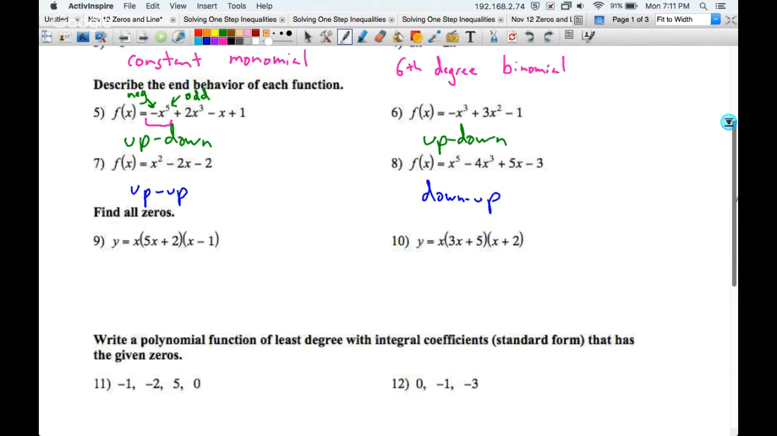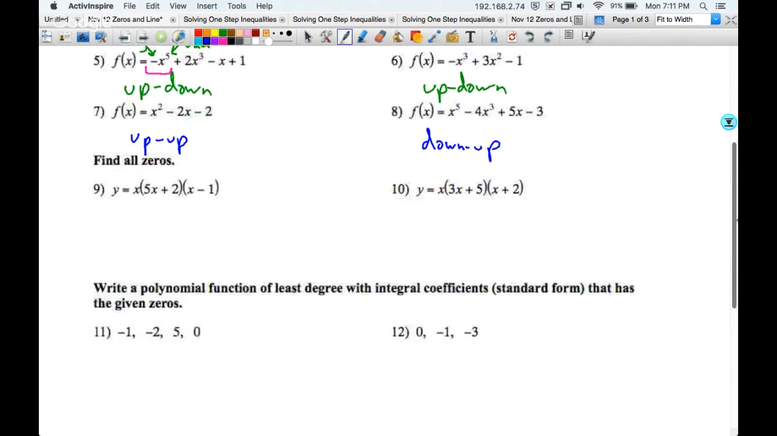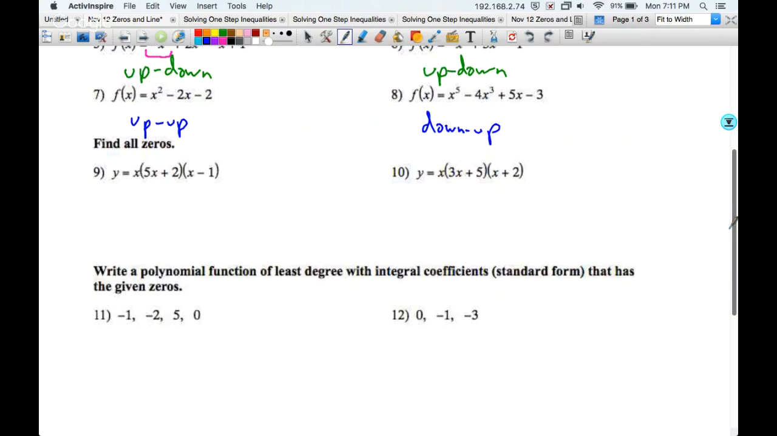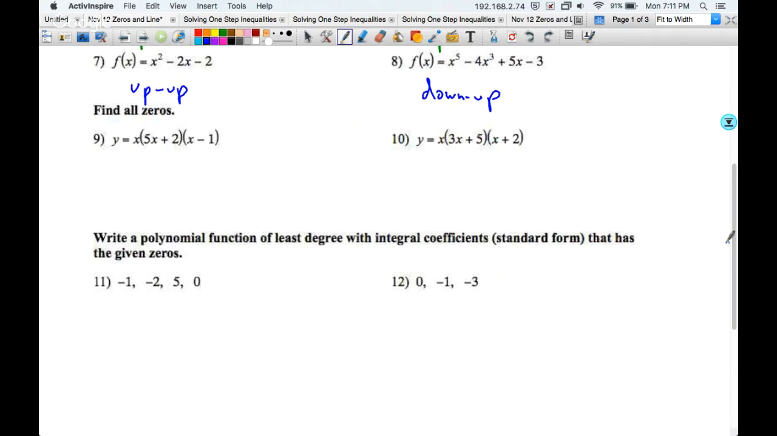Positive leading coefficient, odd degree. Find all the zeros. Well, these have been given in factored form, which makes this pretty easy. I'll go ahead and do number 10 here. For number 10, when I say find all the zeros, this specifically means when y is equal to 0, also known as the x-intercepts. So I can set y equal to 0 here. So 0 equals x times 3x plus 5 times x plus 2.